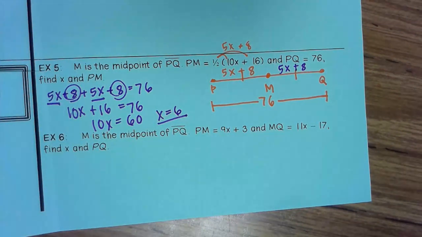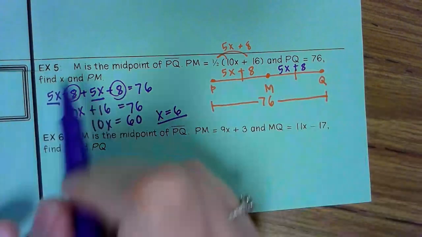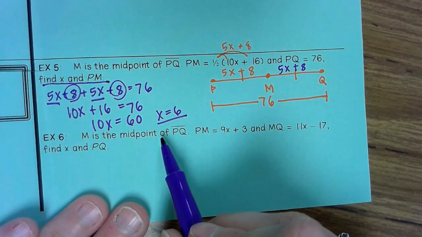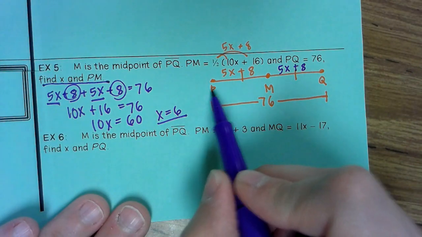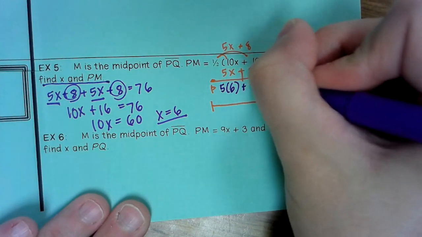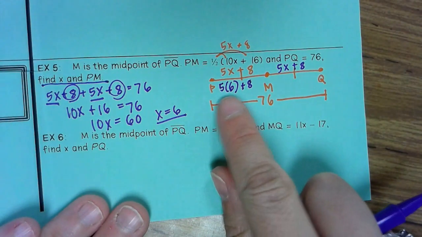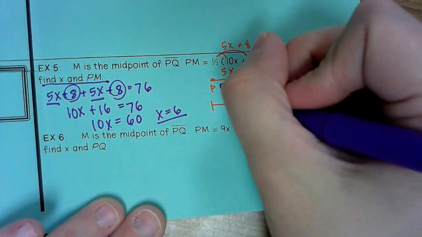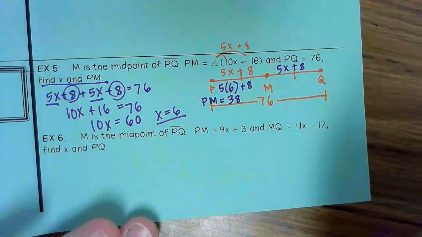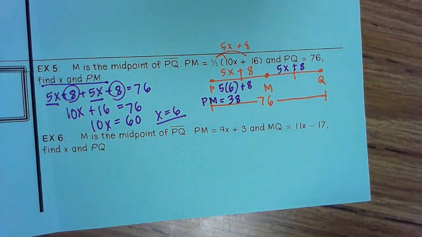Again, I cannot say this enough. Please make sure you're answering the questions. I'm going to go back and make sure I'm finished. It says find x and PM. So I'm not done. X is 6. I've got to find PM. So here's PM. I'm going to plug that 6 in for my x. 5 times 6 is 30 plus 8, 38. So PM is 38.